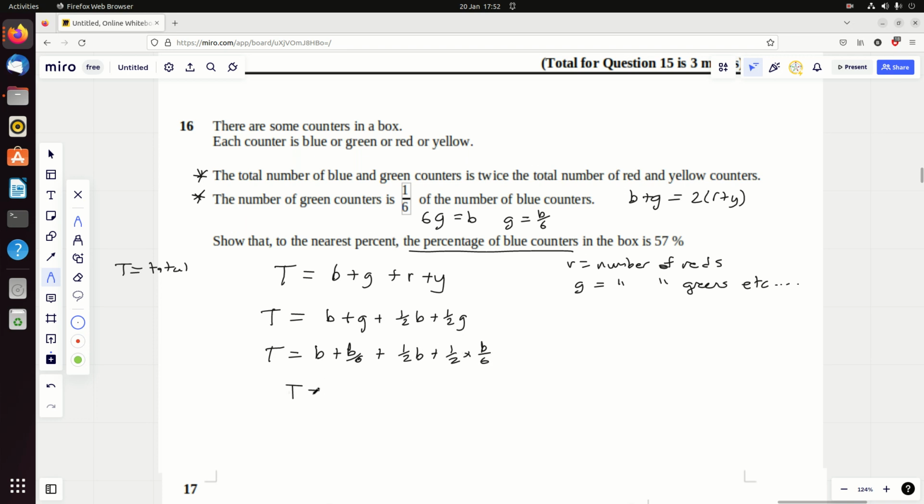Well, let's now do a little bit of fractions. Let's put them all over 6. So B is just 6B over 6. Then I've got a B over 6. Then I've got a half B, so that's 3B over 6. Yeah? You see what I'm doing?